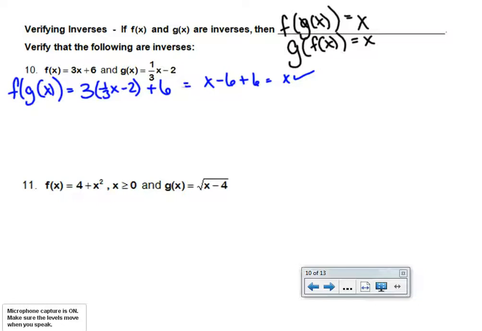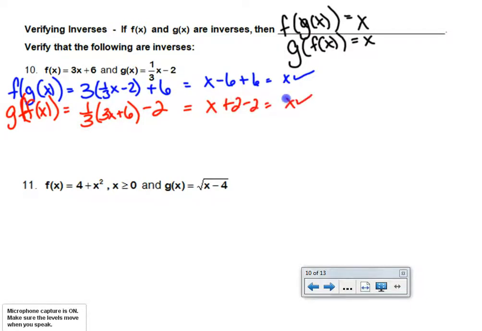And then going the other direction, g of f of x. Whoops, sorry. Not writing too well today. So we have 1/3 times something minus 2. And then if I go ahead and distribute the 1/3, I do indeed end up with x. So since both f of g of x and g of f of x produce an x, these are inverses of each other. And you'd have to show all that work, of course.